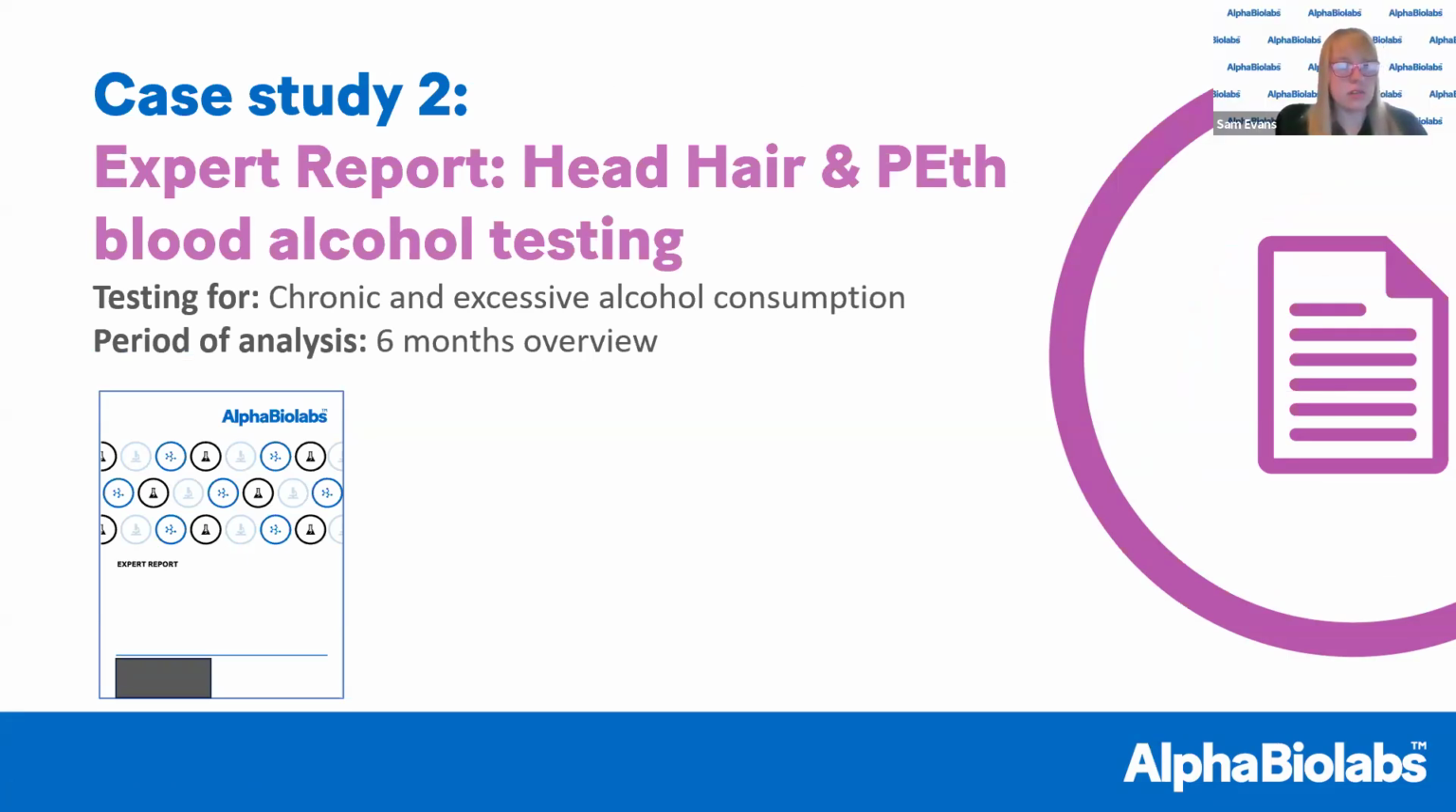The alcohol test results are presented in the same structured reporting format as the drug test results. This just ensures consistency in interpretation and the layout across both types of analysis. And in this section, we explore the use of head hair and blood testing and its interpretation using a real-world example. So this case involved a 6-month overview for scalp hair for alcohol markers for chronic and excessive consumption, along with a PEth blood test.